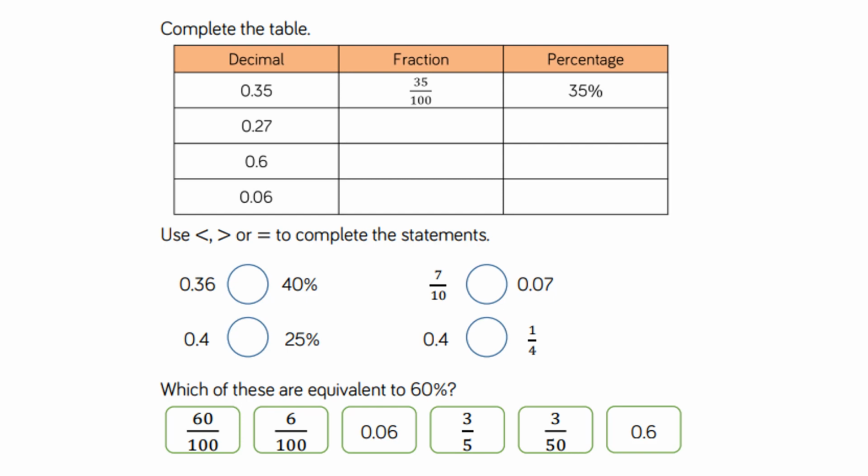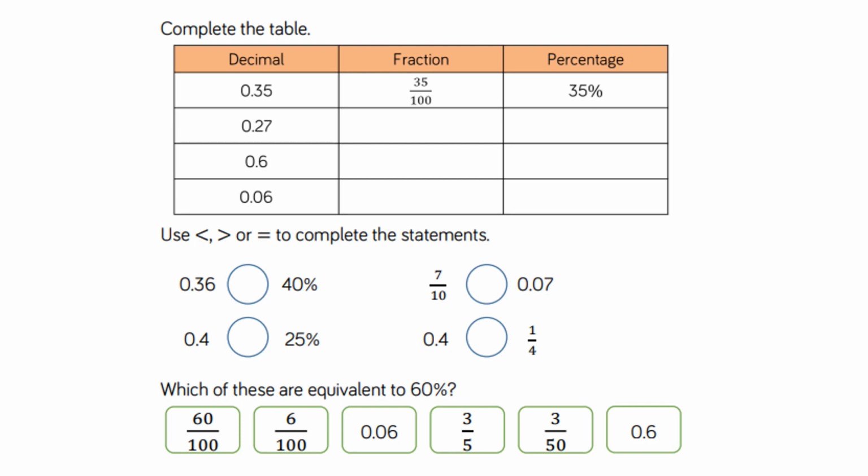Then for question 2, we've got use less than, more than, or equals to complete the statements. So for this one, you've got a mixture of decimals, percentages and fractions. So before you even think about trying to compare them and add your symbols in, the first thing you need to do here is to convert either your decimals or your fractions into a percentage, so that you're only working with one. So you've only got percentages, because if you're trying to compare them while they're mixed between decimals, percentages and fractions, it's going to be a bit complicated.